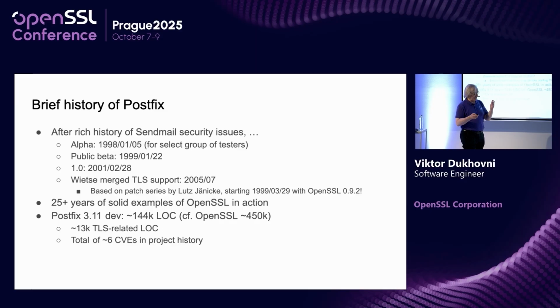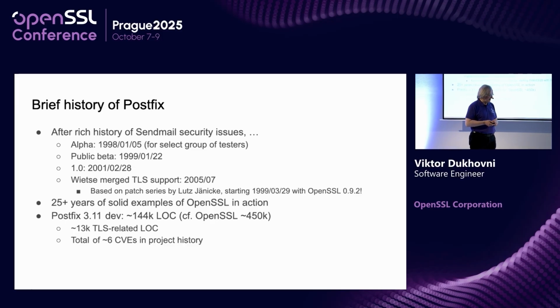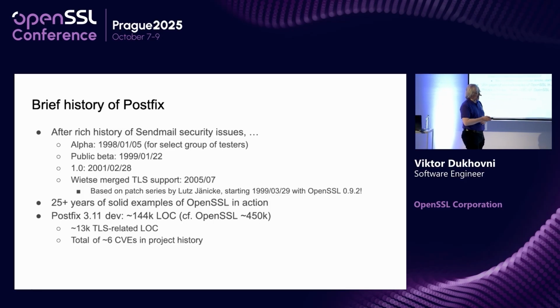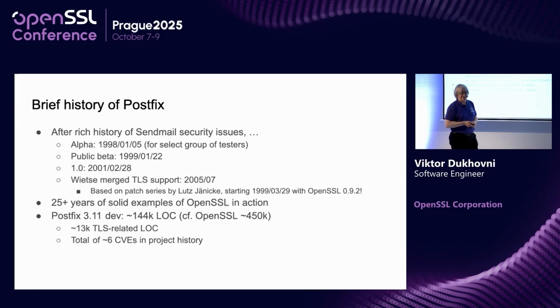So Postfix 3.11 is now 144,000 lines of code. You can compare that in terms of code size. OpenSSL is 450,000 lines of code. So Postfix is not that much smaller than OpenSSL, though it is not a library, it's a system. So in some ways, the complexity can be expected to be a little lower in terms of the complexity of maintenance. But Postfix has about 13,000 lines of code related to its SSL support. So some people are surprised by how much code that is. So you'll find lots and lots of things that work with OpenSSL inside it. It's, as you can see, almost 10% of the code base is TLS-related.